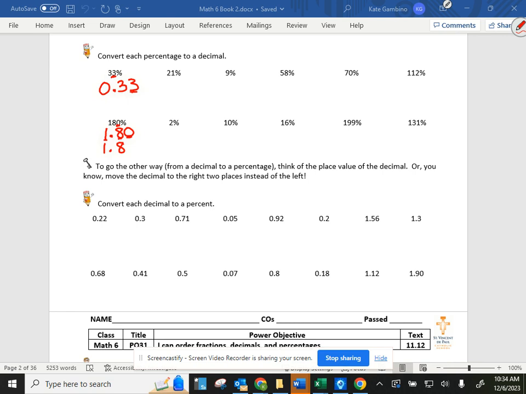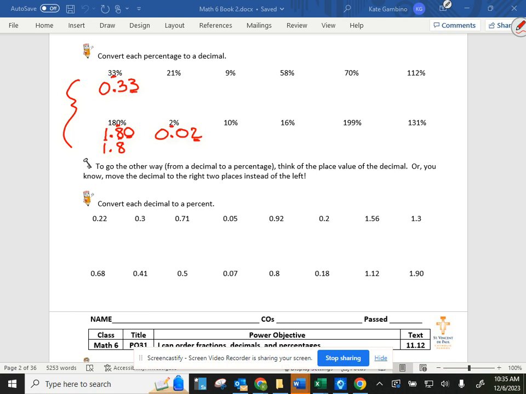Look at the one next to it, 2%. What would 2% look like as a decimal? Zelda? 0.02. 0.02. Because remember, that last digit has to be in the hundredths place. And then if you have an empty tenths place, you fill it in with the 0. Any questions on how to do this section?